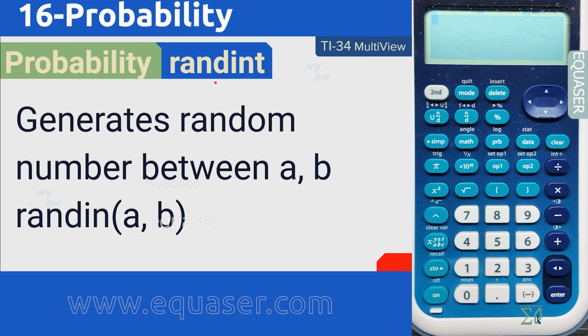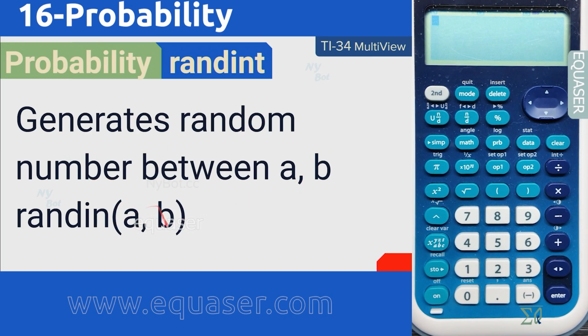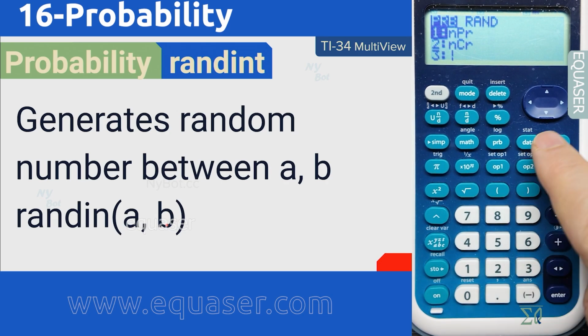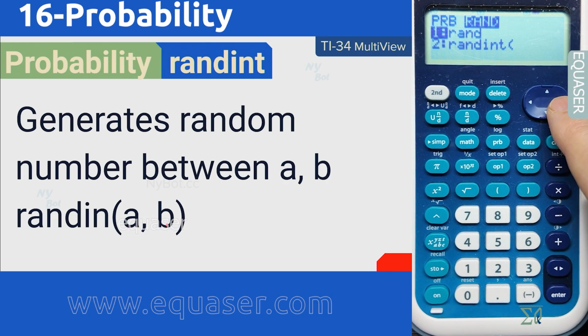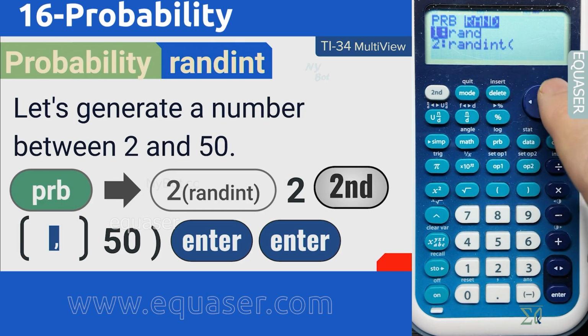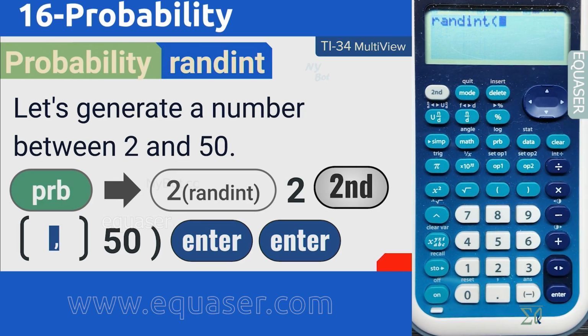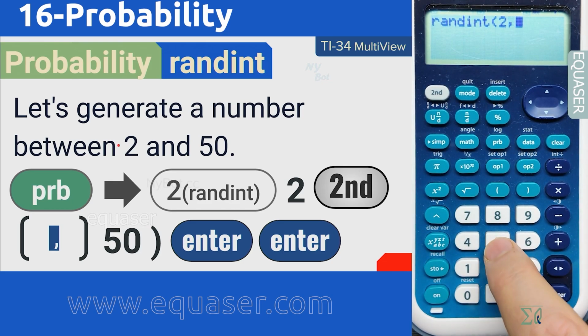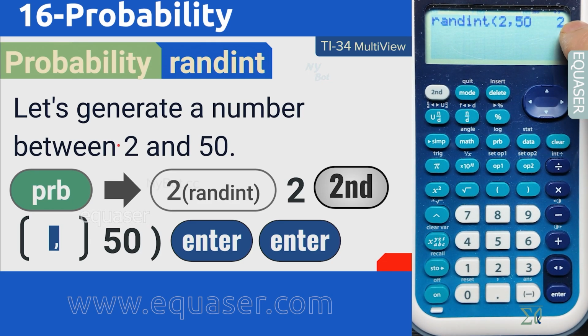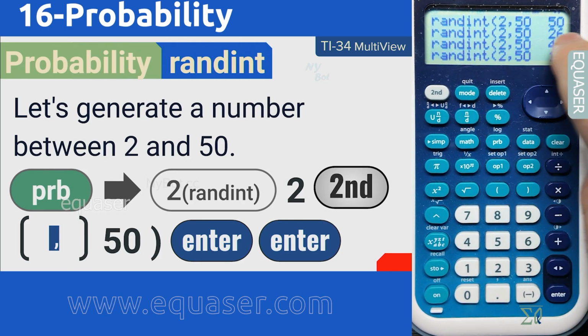Now rand-int generates a random number between A and B. PRB, rand, and then 2. Now enter 2 to 50: 2, shift, comma, and 50. It generates a number, and if I press it again, it should print 50 and then 26, 42. So between 2 and 50.